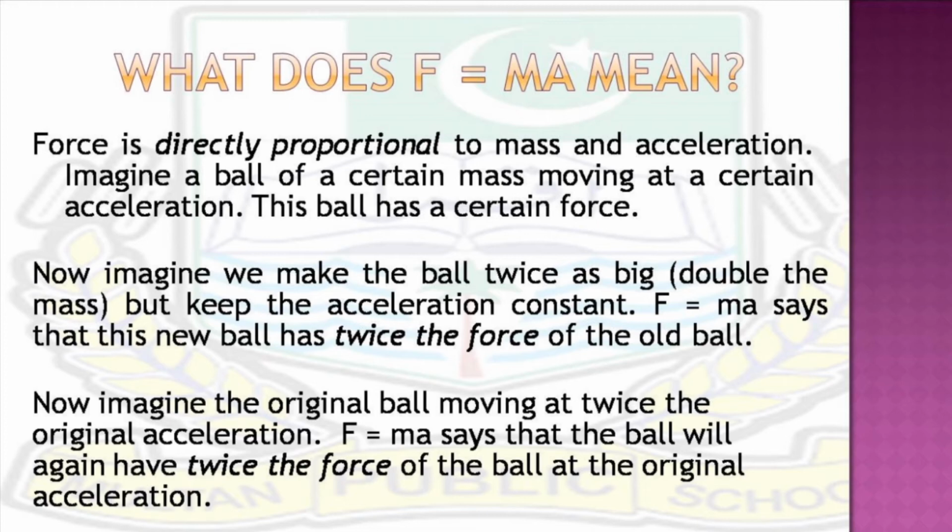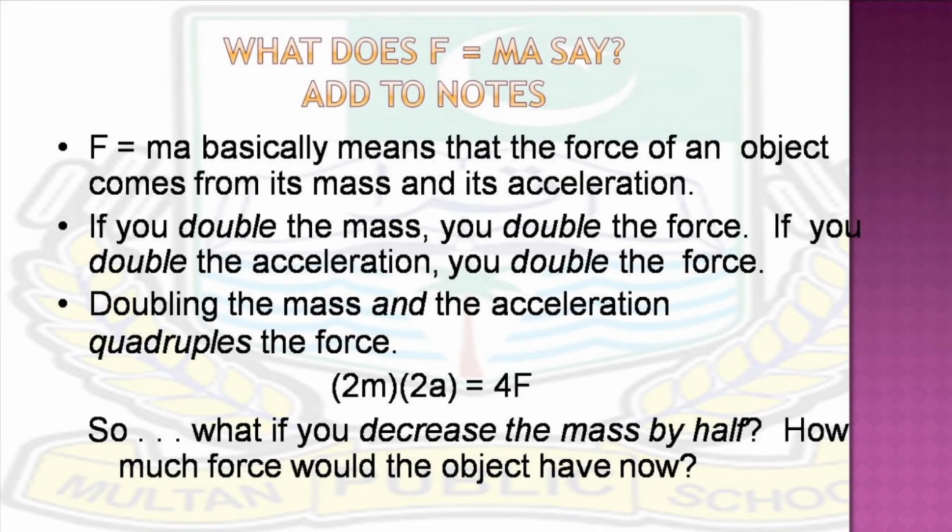ball. Now imagine the original ball moving at twice the original acceleration. So F is equal to ma says that the ball will again have twice the force of the ball at the original acceleration. So F is equal to ma basically means that the force of an object comes from its mass and its acceleration. If you double the mass, you double the force, and if you double the acceleration, you double the force.